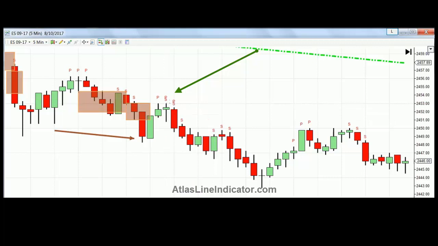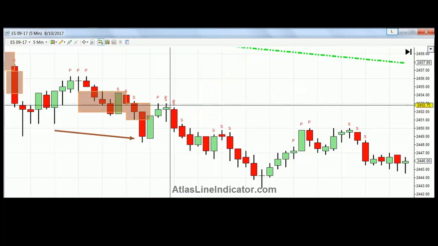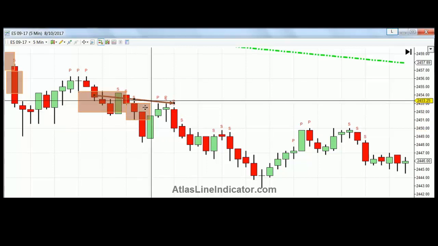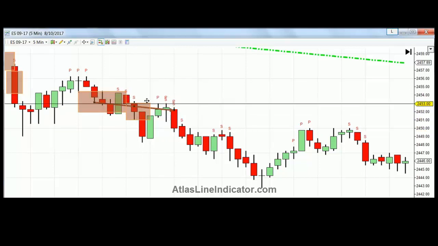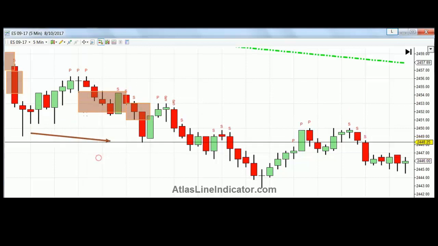Then look what happens here. 11.40, we get another pullback coupled with a strength trade, coupled with a doji. Oh man, it's just traders heaven. Look at that. That's a beautiful thing, right? The yield on that. Let's see what the yield says.